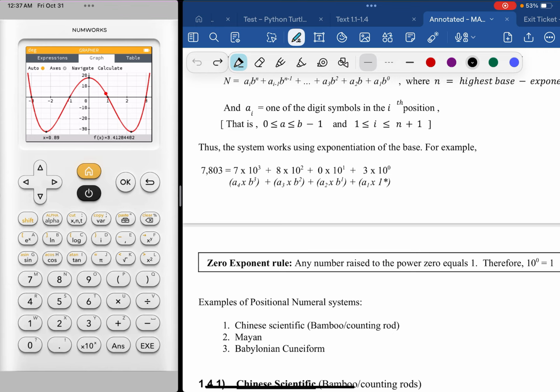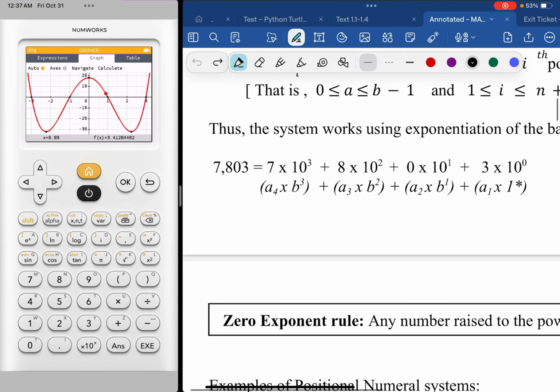But really, it's just a matter of saying that if I have 7,803, that's the same as saying 7,000 plus 800 plus 3. And we would think of that as 7 1,000s plus 8 100s plus 0 10s and then plus 3 1s.